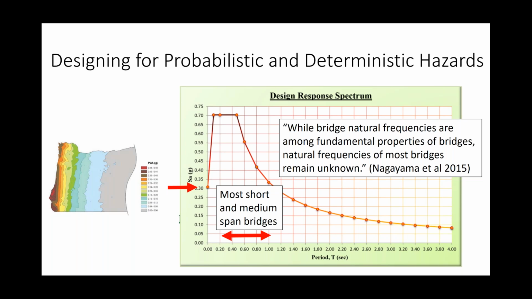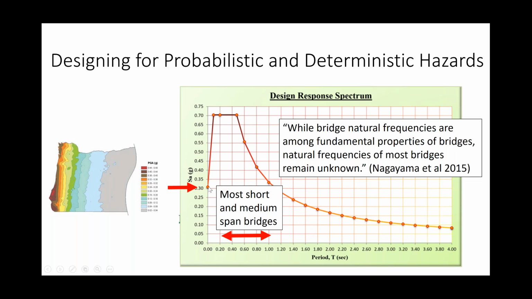So one of the challenges of this is that bridges are designed based on a natural frequency that's estimated, and the models for estimating those natural frequencies are fairly good, but this quote from Nagayama and his team really says a lot, that while this natural frequency is a fundamental property of a bridge, the natural frequencies of most bridges really remain unknown. So that's something that we can overcome with a simple system. It's a really valuable thrust for some research and some work that we might do.